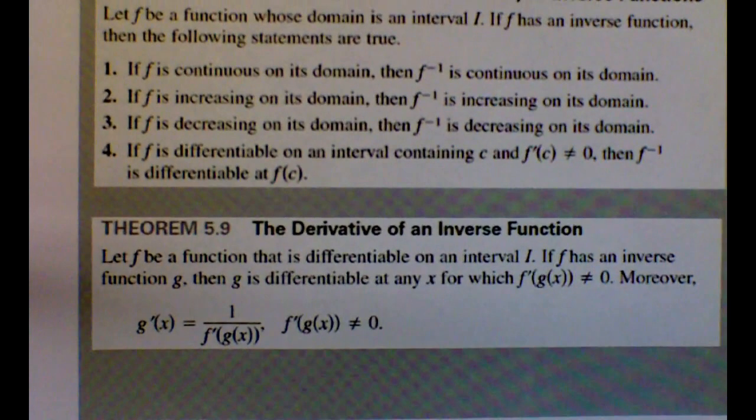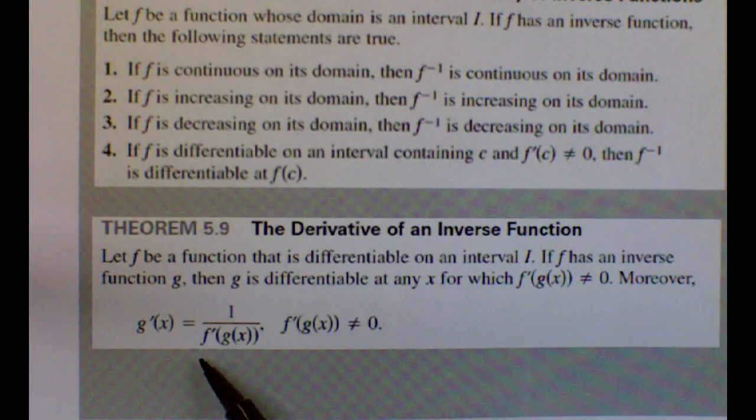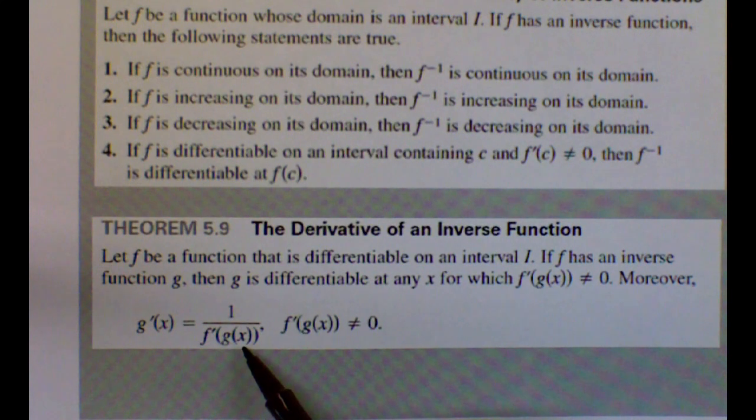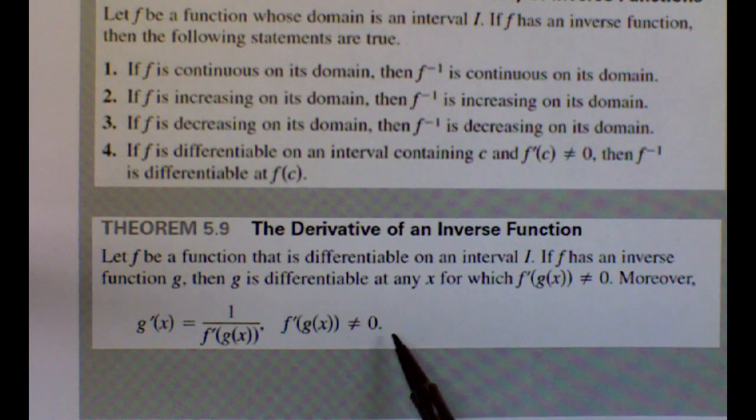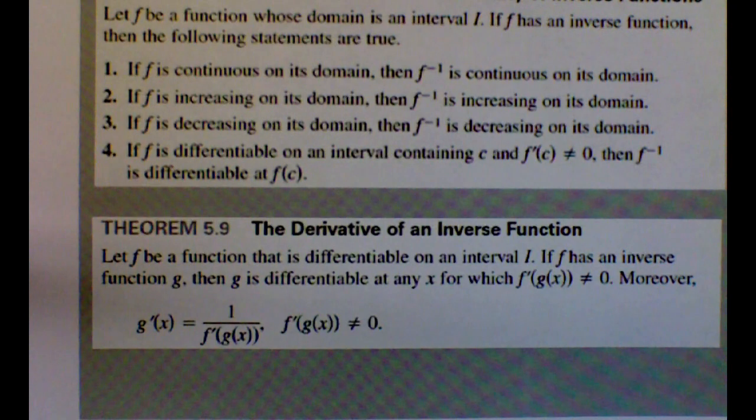And then the derivative of an inverse. If f is a function that's differentiable on the interval and it has an inverse function, then the inverse function is differentiable and the derivative of the inverse is equal to 1 over the derivative of the original function at the inverse, as long as that's not 0. Let's take a look at what that means.